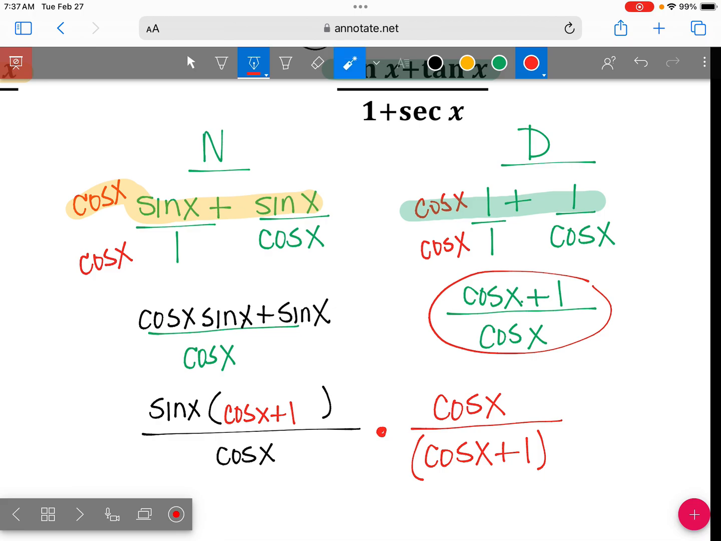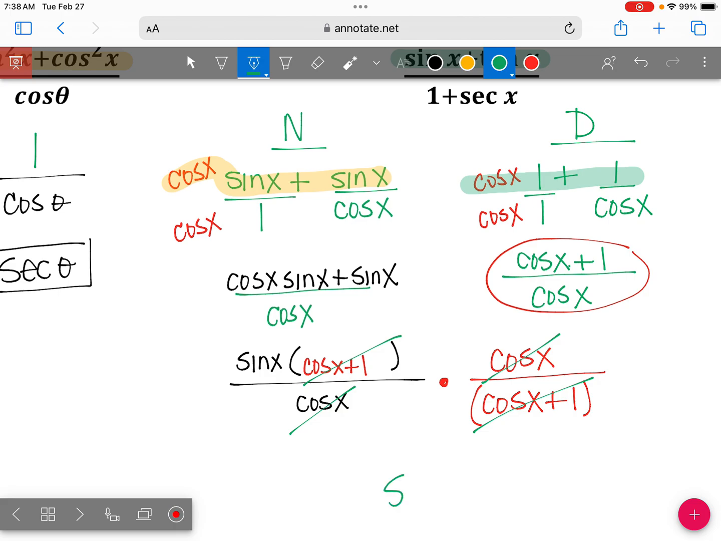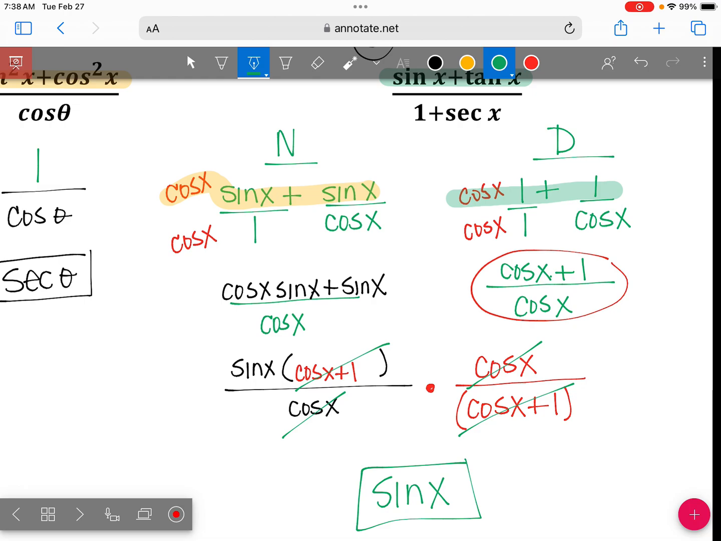So we can actually divide because this is a group. If one goes, they both go. And because I have the same thing here and here, they can both go away. What else can go away? Yeah. So after all that work, what am I left with? Just sine. That's what that simplifies down to. Sine x plus tangent x divided by 1 plus secant x is just sine.